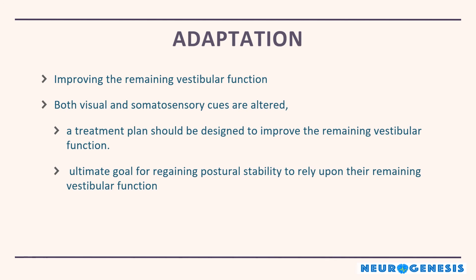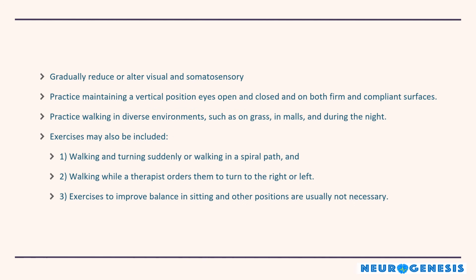Sometimes both the visual and somatosensory cues are altered, and you just can't do anything about it. Then you have to really improve the remaining vestibular function. You have to come up with a plan to improve it with the goal of still maintaining postural stability. How to do this? Target also the vision and the somatosensory. Try to get as much as you can.